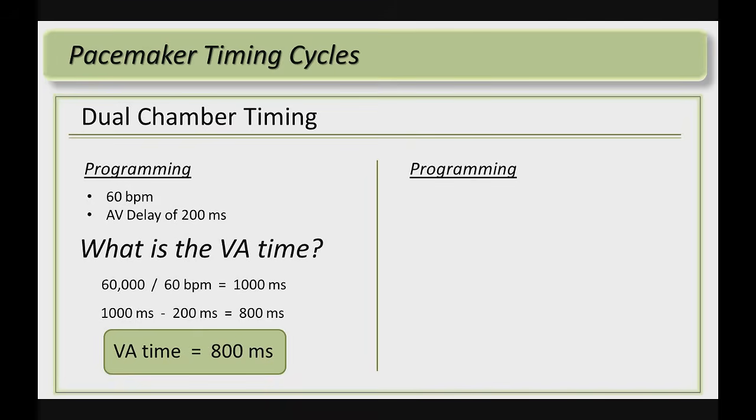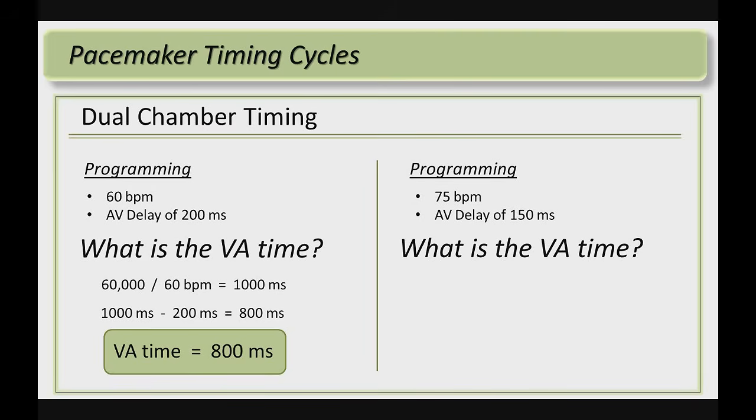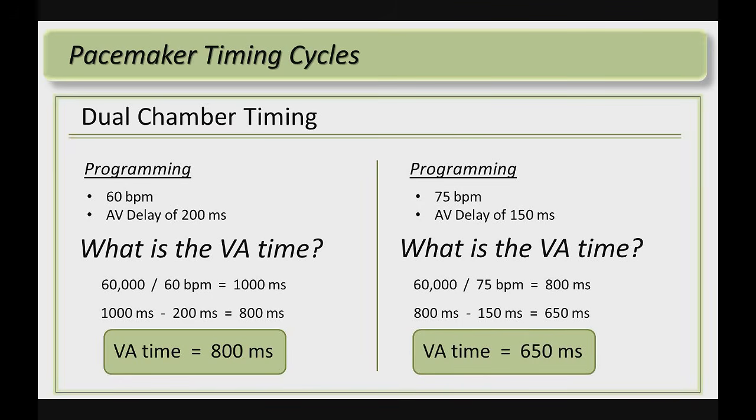Let's do one more real quick. Now let's say we have a pacemaker programmed to a lower rate of 75 beats per minute and an AV delay of 150 milliseconds. What is the VA time interval? Once again, we take our 60,000 milliseconds, divide it by 75 beats per minute, which gives us 800 milliseconds. Then we take our 800 milliseconds, subtract our 150 millisecond AV delay, and we get a VA time of 650 milliseconds.